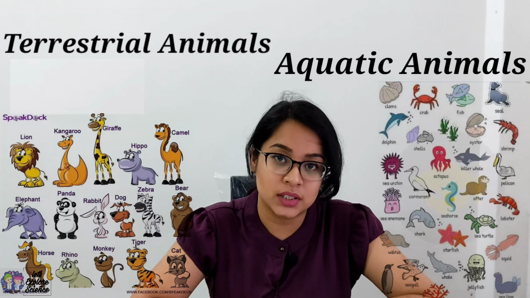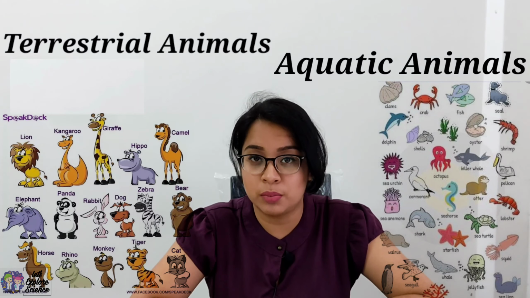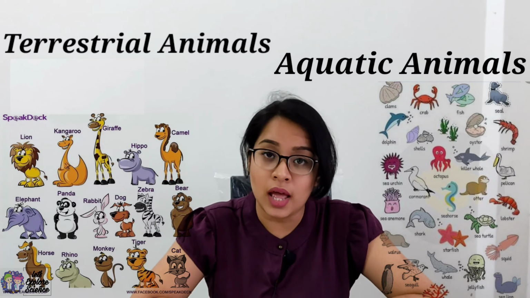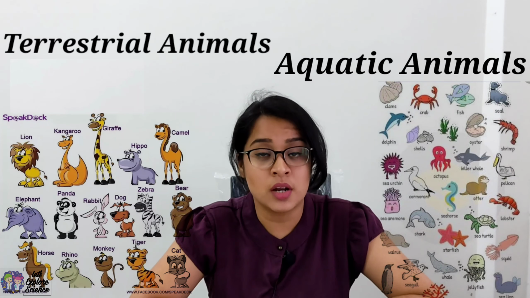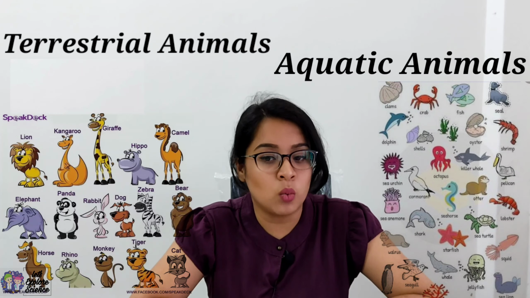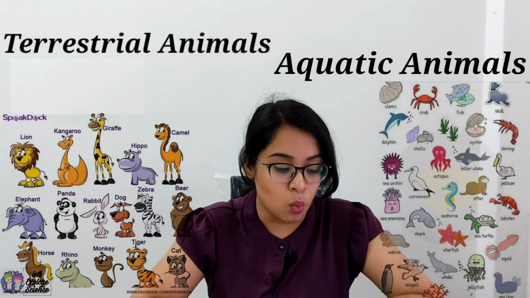Depending upon the place where the animal lives, animals can be categorized into terrestrial animals and aquatic animals. Terrestrial animals are those animals which live on land, and aquatic animals are those animals which live in water. Aquatic animals may also be called water animals. Now, there are some animals which can live in both land as well as in water. This type of animals are known as amphibians.